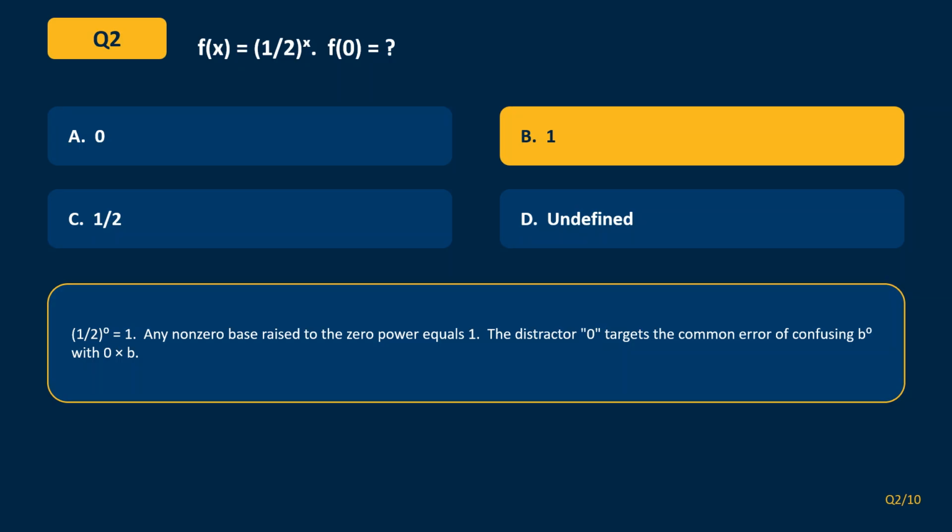The distractor C equals 1/2 targets the error of computing f(1) instead of f(0), substituting the base value rather than applying the 0 exponent. Distractor D is included for students who may believe the expression is somehow undefined, which it is not.